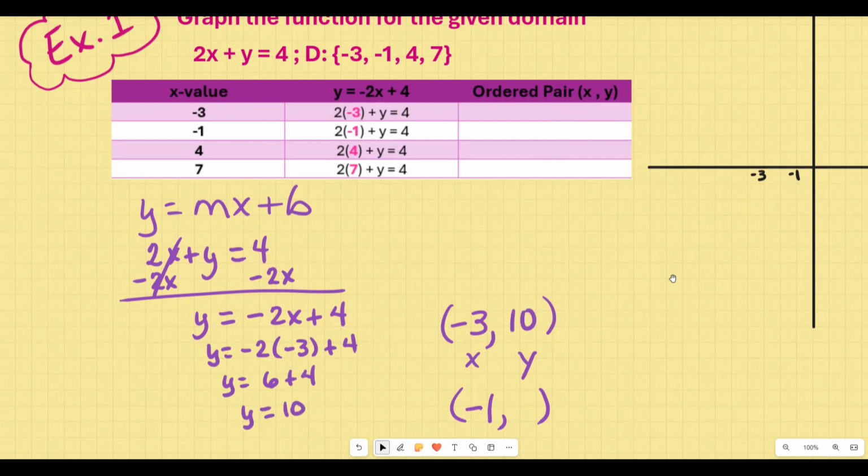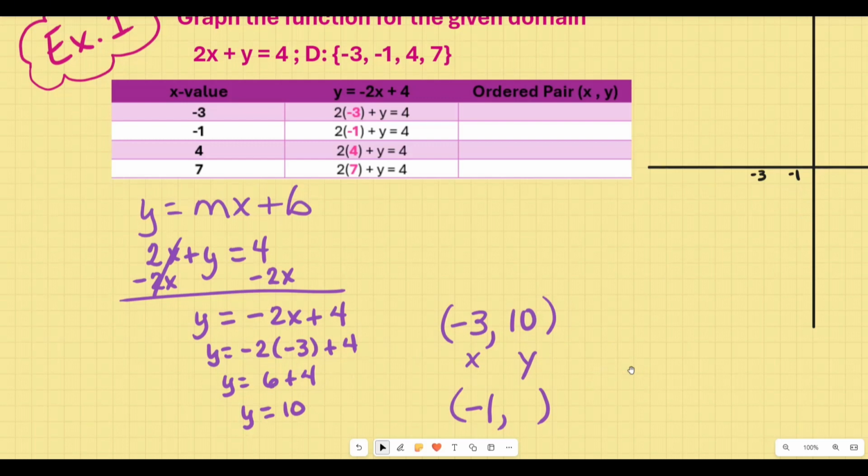When I'm setting up my ordered pair, this is what it looks like. Negative 3 was my x value that I used, and once I simplified on the right-hand side, it told me my value for y, which goes here. And again, that's helpful when I'm graphing because now I have some direction.